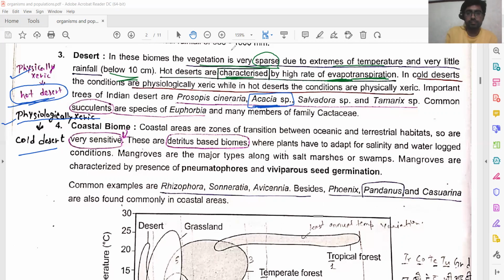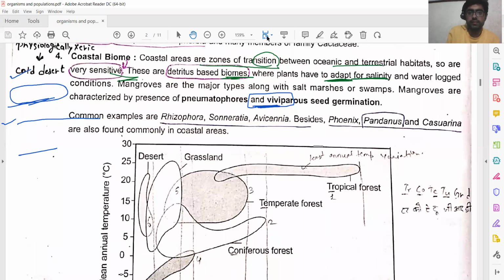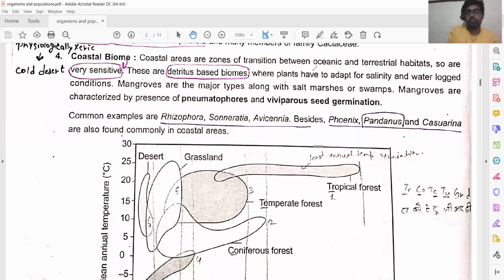Now, coastal biome, the biome which is found near the sea. So the transition between oceanic and terrestrial habitat is known as coastal biome. It is very sensitive. It is a detritus based biome, which means here the dead and decaying part is the basis of the food chain. I guess we have studied food chain in ecosystem, and there we have studied about detritus. All the decomposing part forms the detritus.